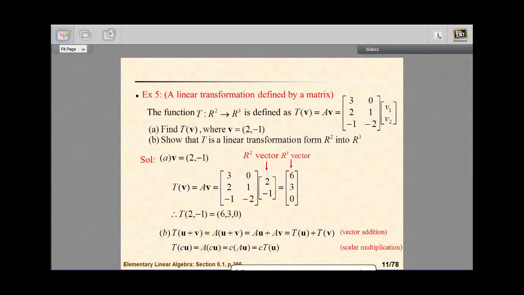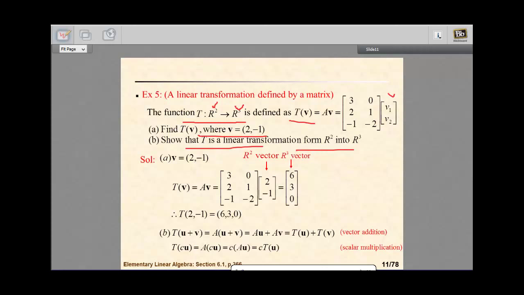In the second problem, it says that the function transformation T from R^2 to R^3 is defined by T(v) = Av, where A is the given matrix, and we find T(v) where v is equal to (2, -1). And show that T is a linear transformation from R^2 to R^3. So there are two questions. The first question says: find T(v) where v is equal to this.